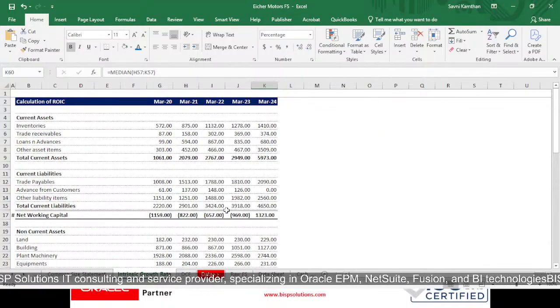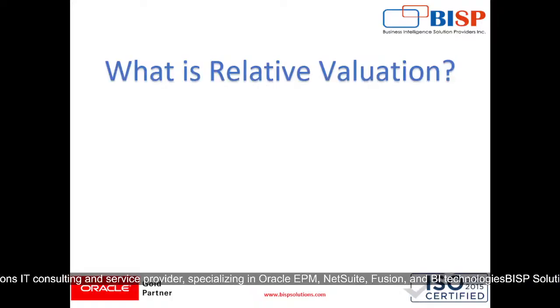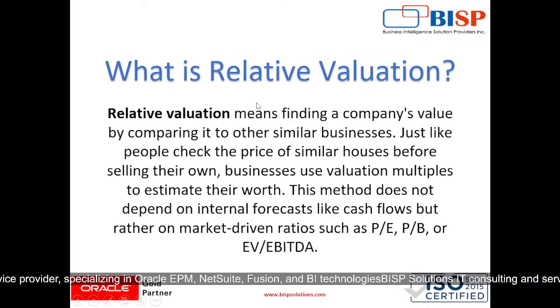In today's webinar, we will be making our DCF model. Before moving forward, we will understand the previous session's learning: what is relative valuation. Relative valuation means finding a company's value by comparing it to other similar businesses, just like people check the price of similar houses before selling their own.